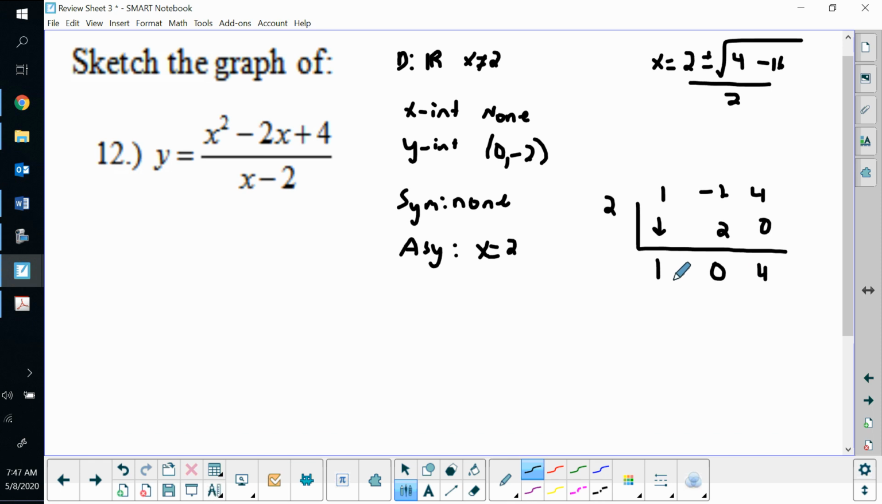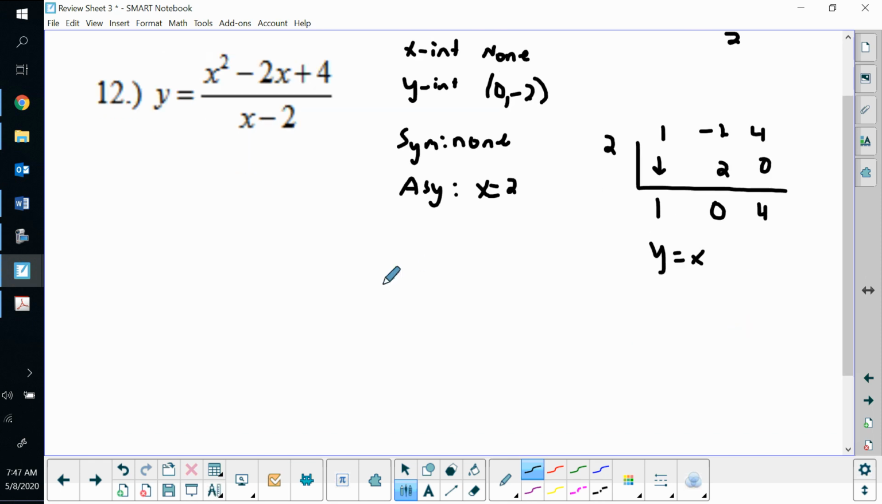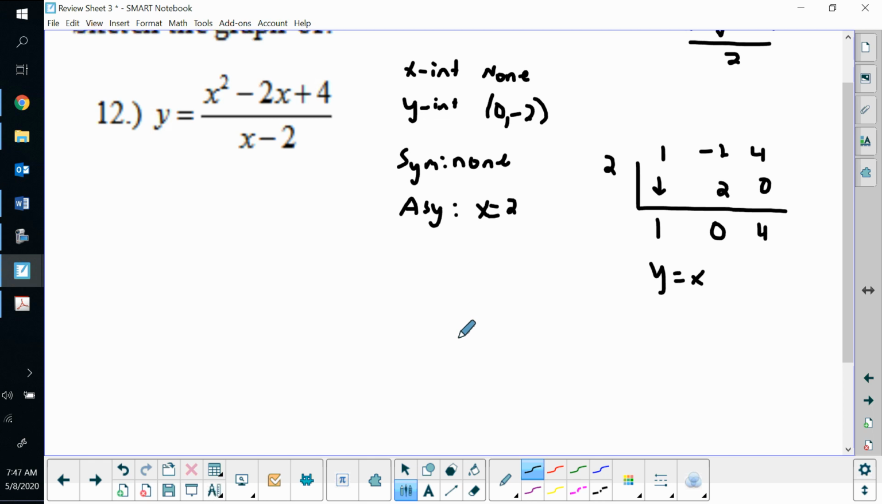Our answer is 1 degree less than we started with on top, so we'll have x to the first. So we have y equals x, no constants, and then the 4 is the remainder. And for our slant asymptote, we ignore the remainder, because when you go to infinity, the remainder is going to go to 0 anyway. All right, now we've just got to do our derivatives to find increase, decrease, max, min, and then second derivative to find concavity and inflection points.